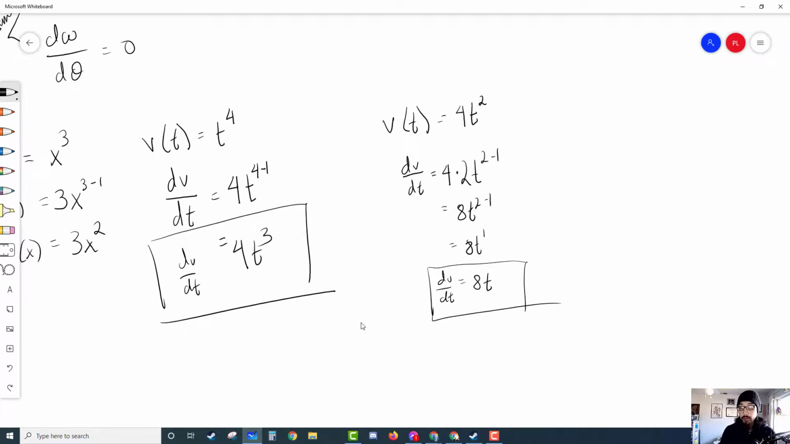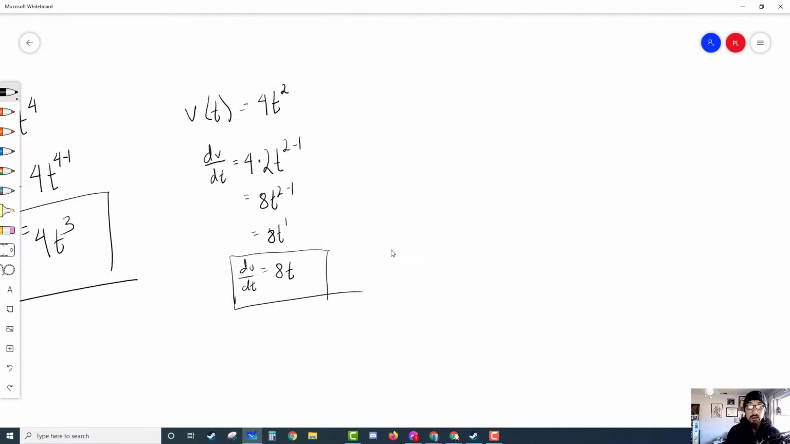All right, let's try another one. Let's try A sub v, and let's make it 5v to the 4th. If we apply the power rule, A prime of v, we bring the 4 out to the front, and then we have the original 5v, so that's 4 times 5v, and the exponent is 4 minus 1. So 4 times 5 gives us 20v to the 3rd.